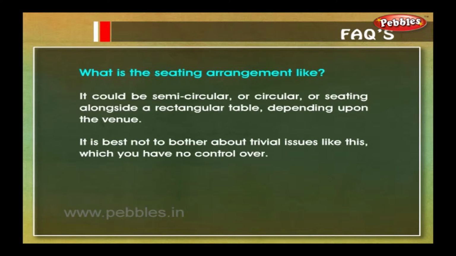What is the seating arrangement like? It could be semicircular or circular, or sitting alongside a rectangular table, depending upon the venue. It is best not to bother about trivial issues like this, which you have no control over.